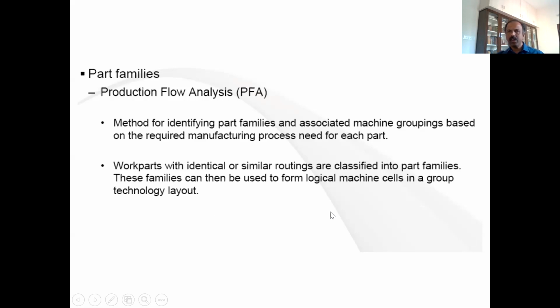Now, after noting down all the work parts from 1 to n, we'll pick the work parts which require the same type of machine. Those work parts will be segregated into what is called a part family, since those work parts require a specific type of machine. That is the case of what is called production flow analysis.